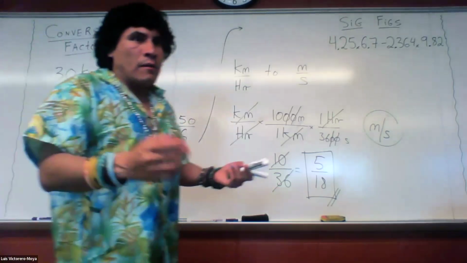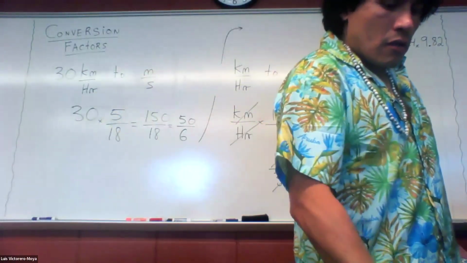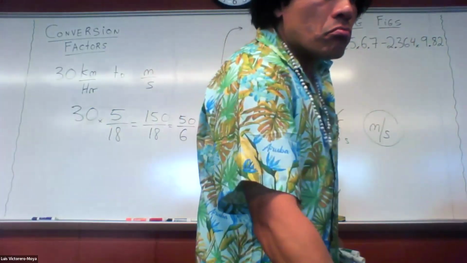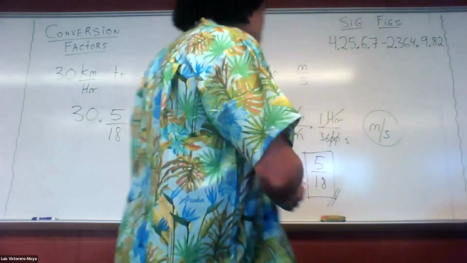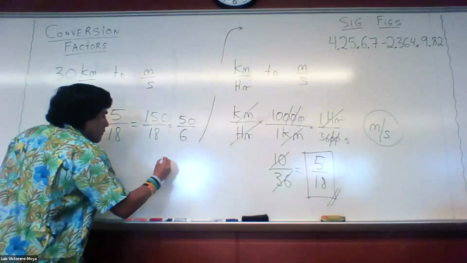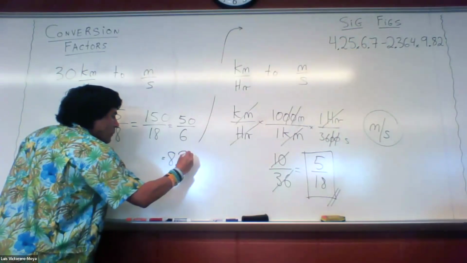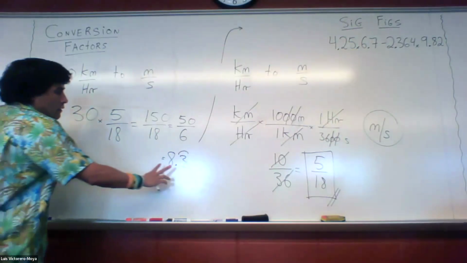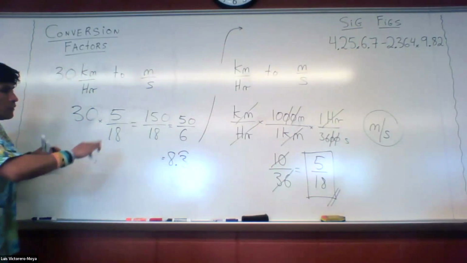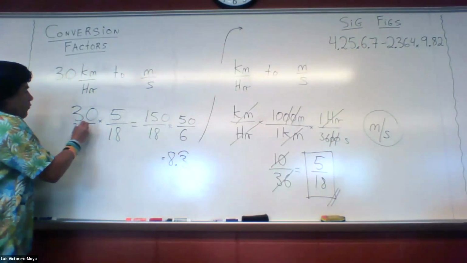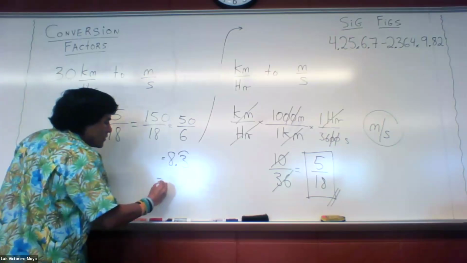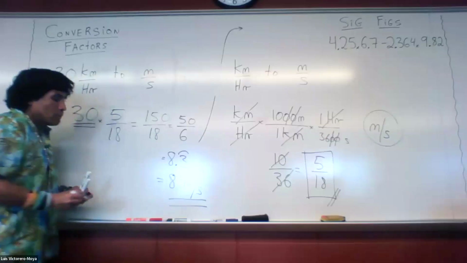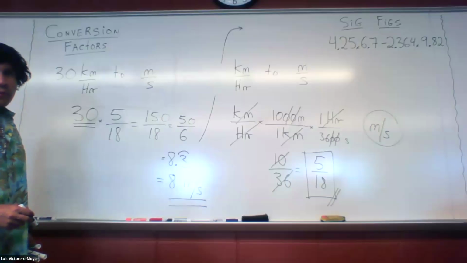Okay, now let's see. That's going to be a fraction. 50 over 6. That's 8.3 with a period. But look, you could say it's 8.3 if you are not as strict in terms of sig figs, but we have one sig fig here. So you will round this to 8 meters per second. Okay? So that's a nice application of conversion factors. Okay?